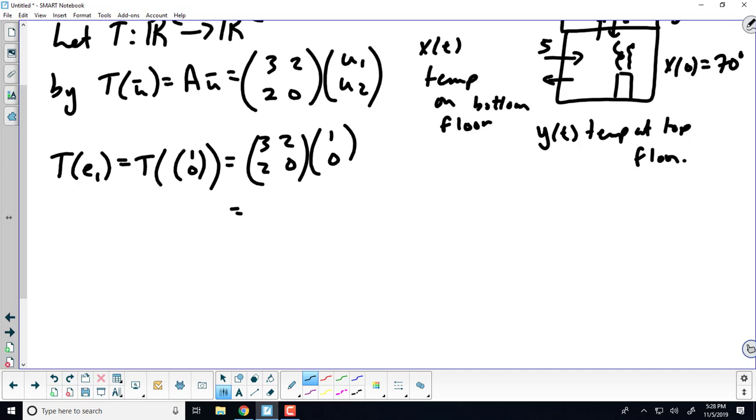So when we apply the transformation to this first basis vector, what do we end up with? Well, we get 3 and 2. Oh, we knew that, didn't we? What do you get when you apply a linear transformation to the first basis vector? You get the first column of your transformation. And what are we going to get when we apply it to the second basis vector? You get the second column.